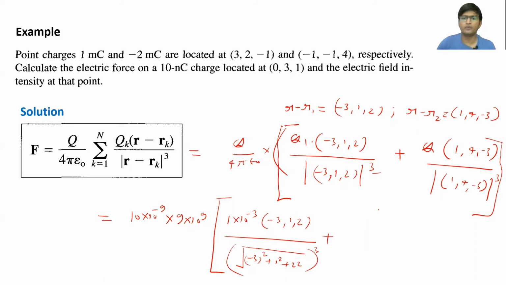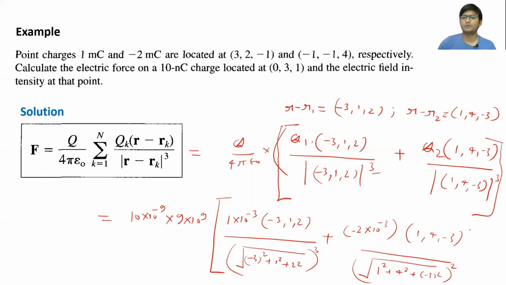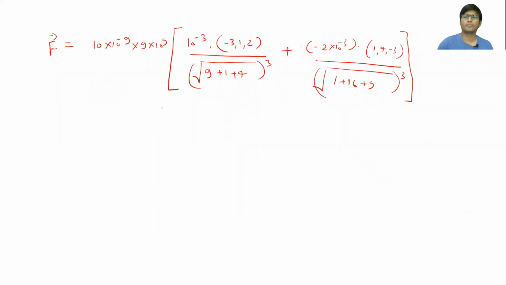And then what is the value of q2? Q2 is minus 2 into 10 to the power minus 3 coulomb into 1, 4, minus 3 divided by the magnitude here, which will be 1 squared plus 4 squared plus minus 3 squared, and everything is cubed. So all you have to do is calculate the values.